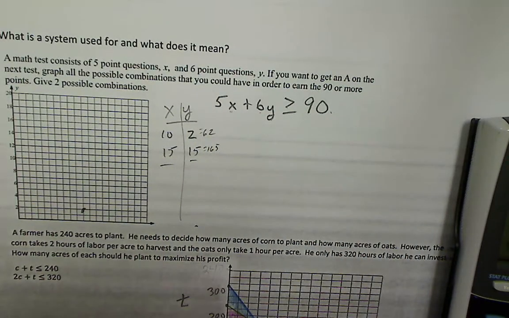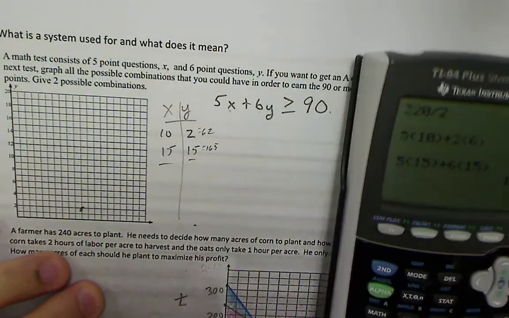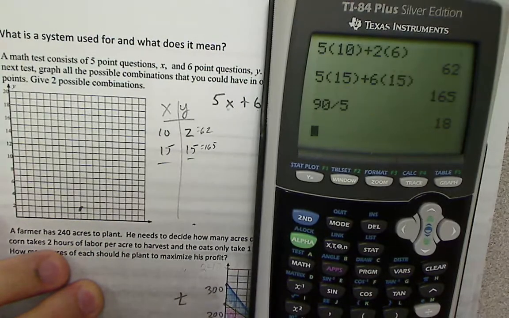Now, we don't have a second constraint here, but what we can figure out is the least amount of possible combinations to get a 90. Okay. So what we do is we say, let's just say that I get all x right. That means if I have 90 points and I get all 5-point questions right, I need to get 18 questions right.